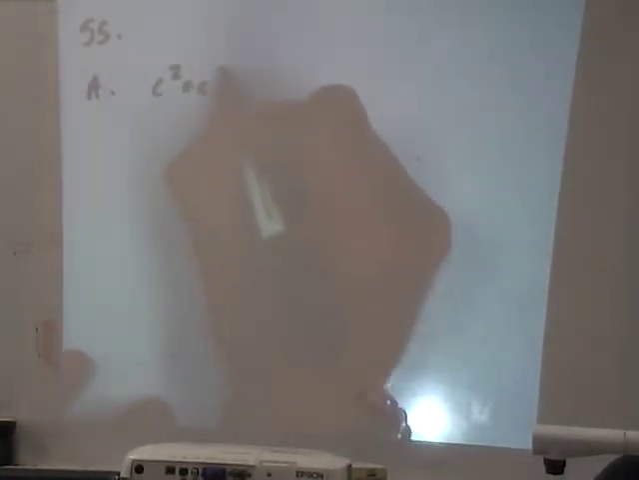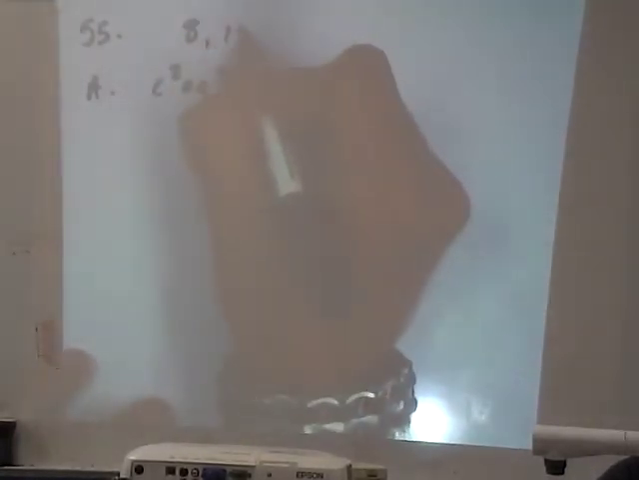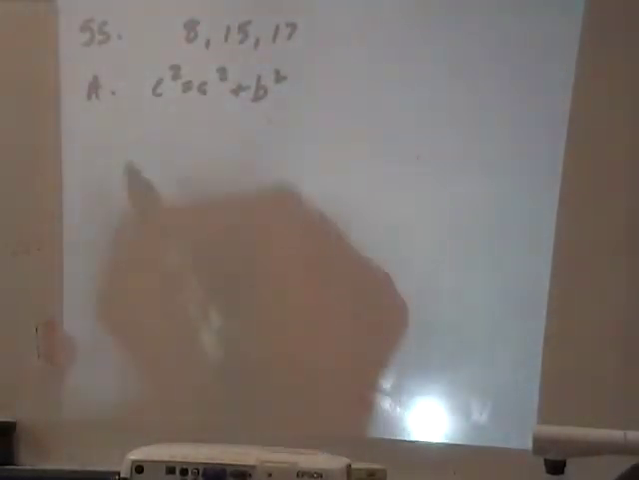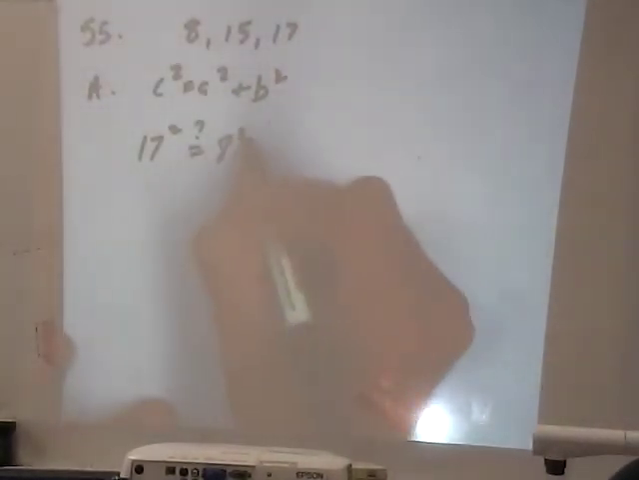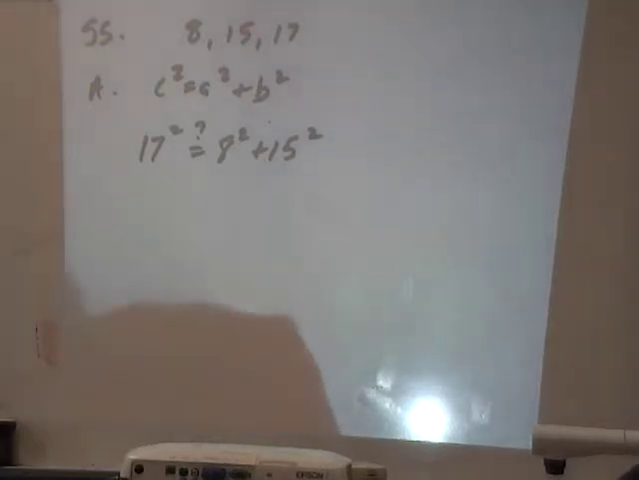All right, so which of the following? So we have to check them all, right? So we'll check A first. C squared equals A squared plus B squared. We're checking 8, 15, and 17. Which one's my C? The 17, the biggest side, right? So we want to know if 17 squared equals 8 squared plus 15 squared. 17 squared is 289.